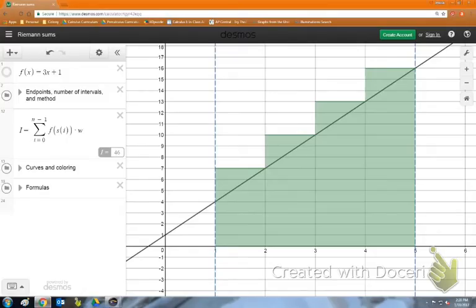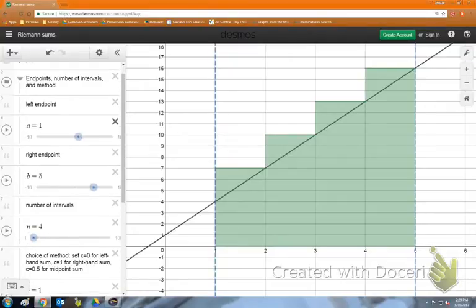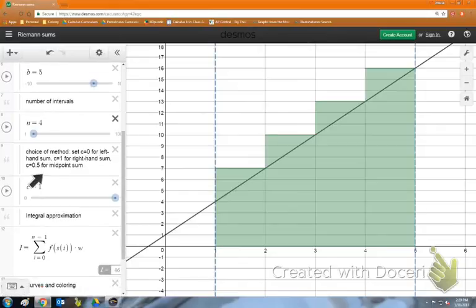So here I have the function. Here, I'll point to it on your screen so you guys can see it as well. Here I have the function 3x plus 1. And then down here, let me open this Desmos application up. You'll notice that I have my left endpoint set at 1, my right endpoint set at 4, the number of intervals or the number of rectangles set to 4. Down here it tells me to choose if I want left-hand sum, right-hand sum, or the midpoint sum. So I entered in 1 because I want the right-hand rectangles.